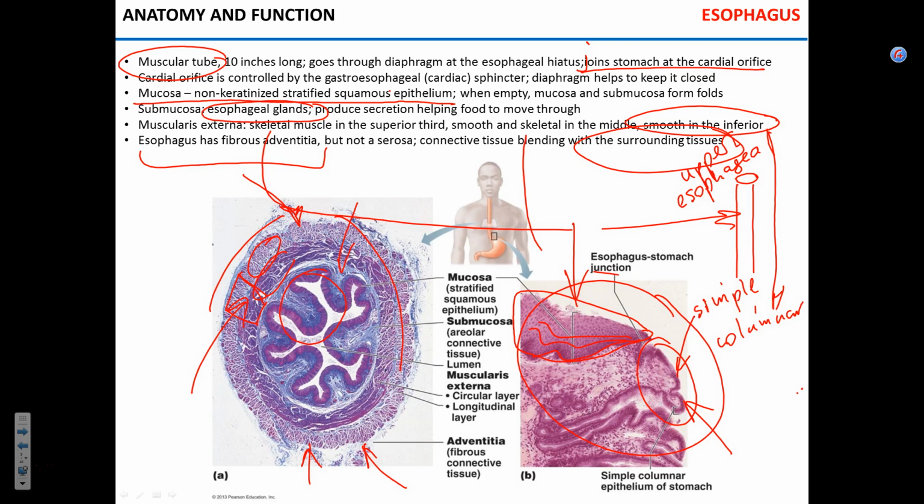Go ahead. So that picture is like we're looking down into the esophagus, exactly. Like the folds that we're seeing, is that where the submucosa and the mucosa, whenever it's empty, the mucosa and the submucosa form folds, those are those folds? Correct, yes.